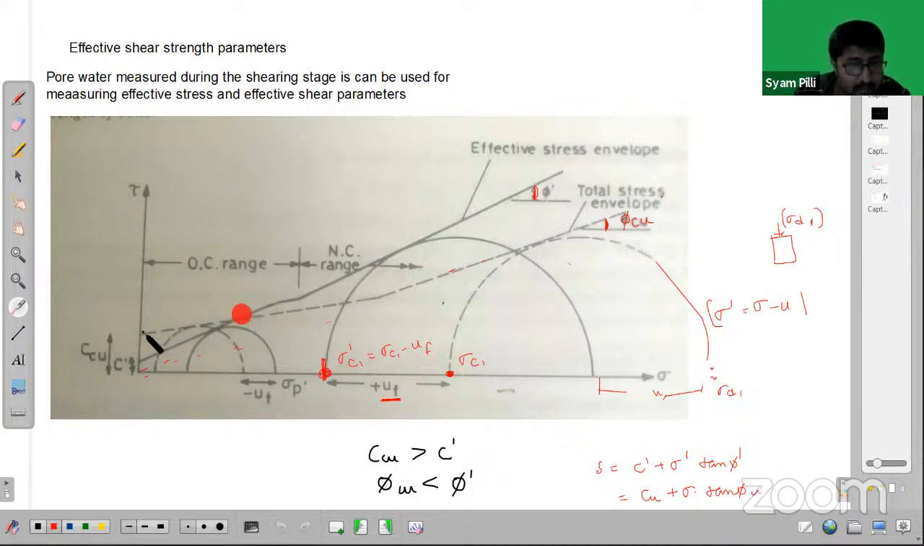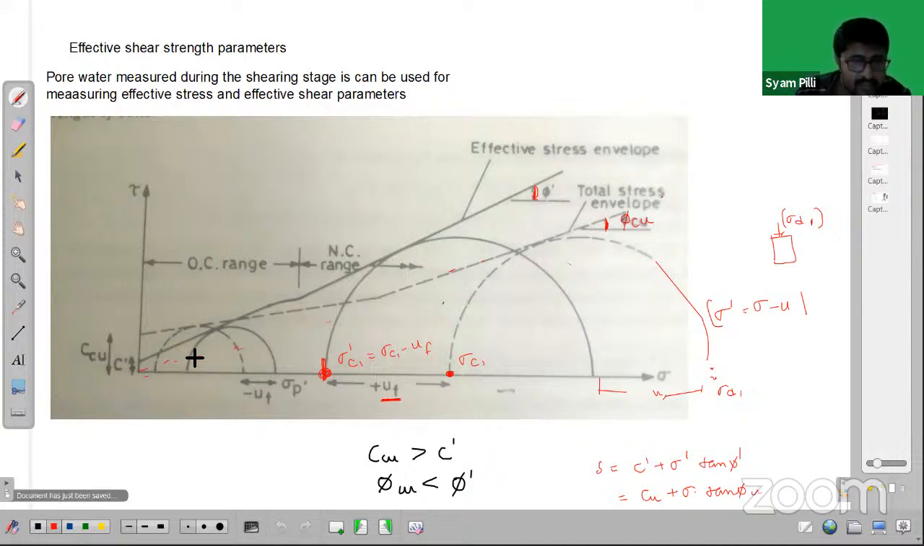If you look here and compare this effective stress failure envelope and total stress failure envelope, here the phi value is increasing, you see? So this is the phi value for effective stress, which is increasing, right? Here also it is increasing, but the point is the cohesion value. I mean, this is only one more circle which is represented.